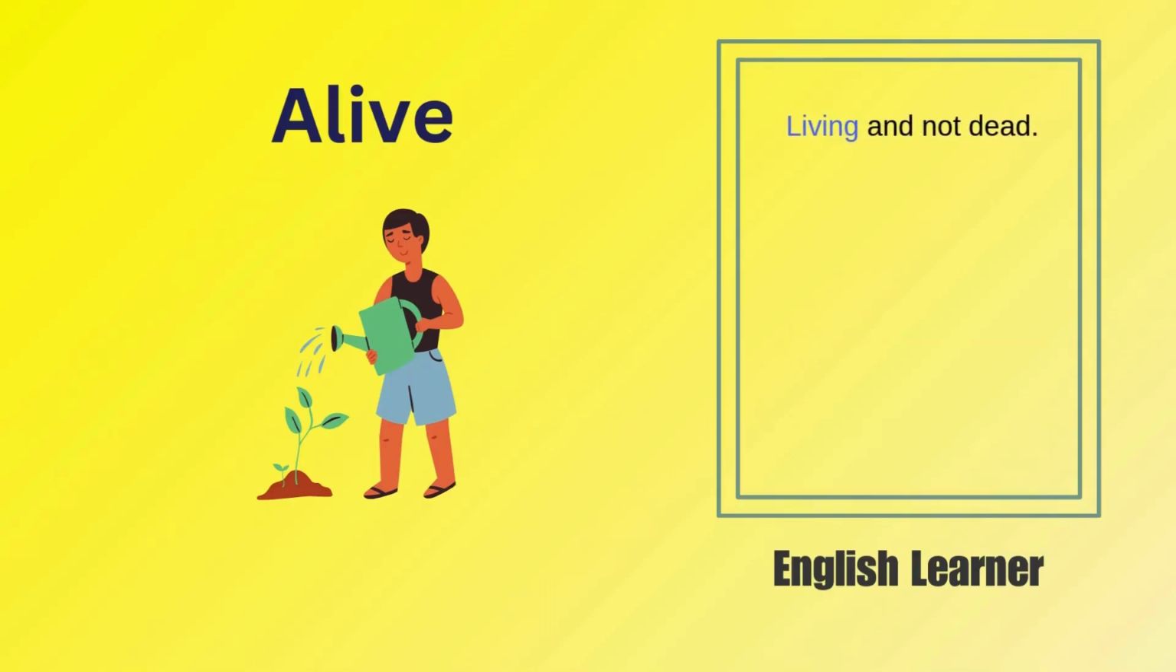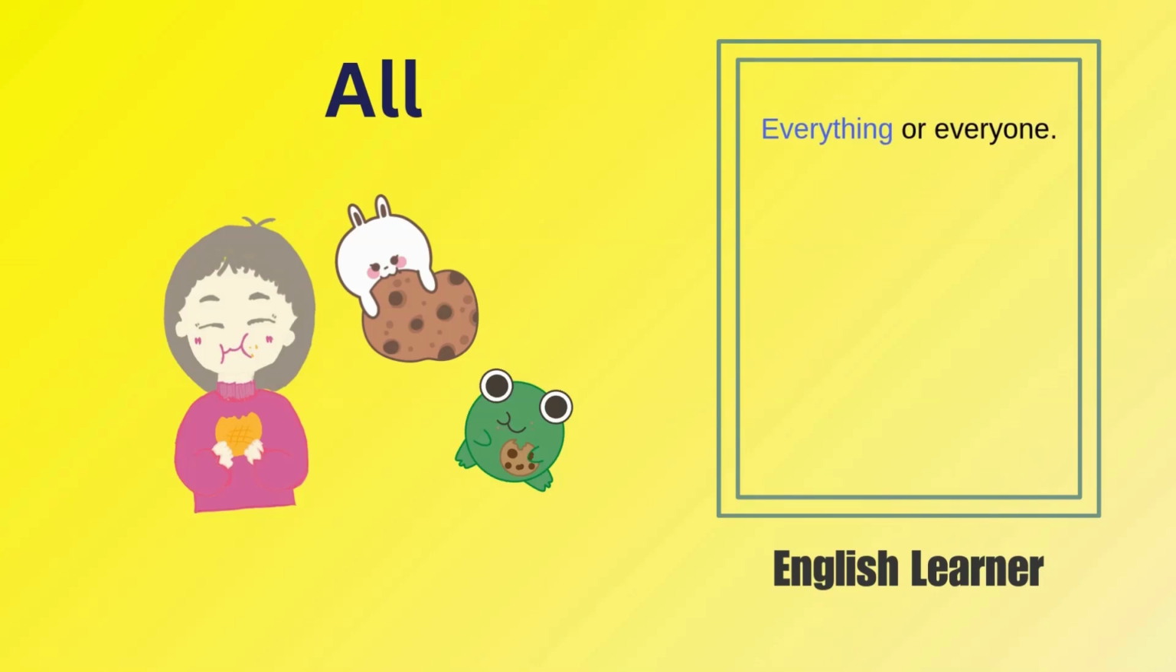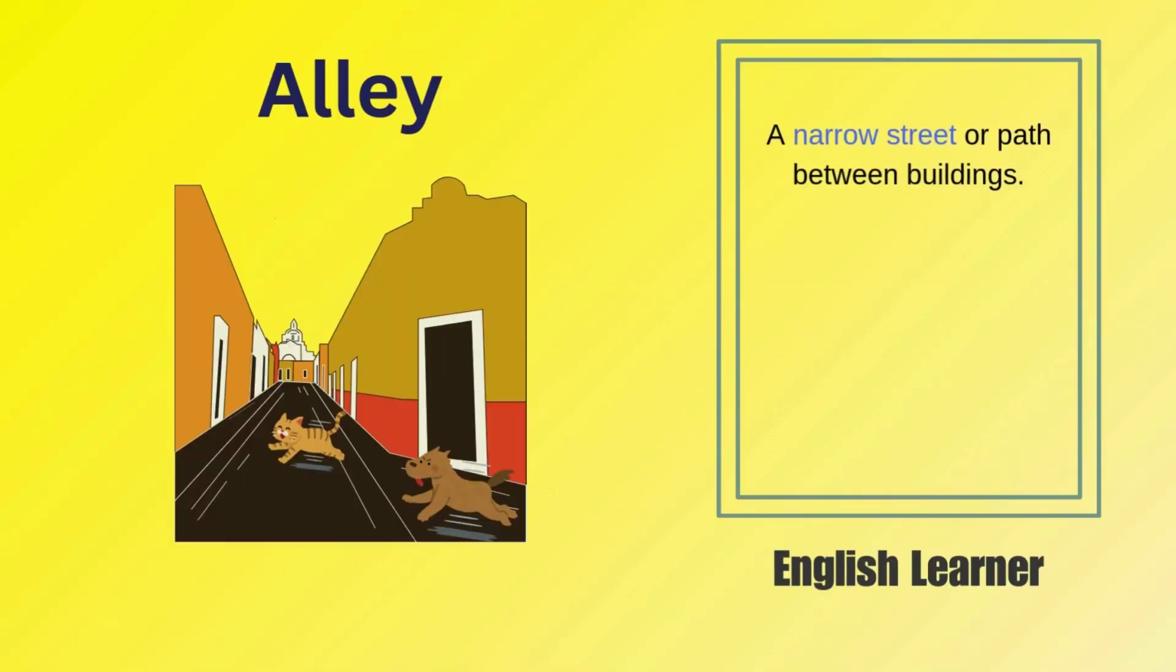Alive. Living and not dead. Example. The plants are still alive because I watered them every day. All. Everything or everyone. Example. We ate all the cookies because they were so tasty. Alley. A narrow street or path between buildings. Example. The cat ran down the alley to hide from the dog.